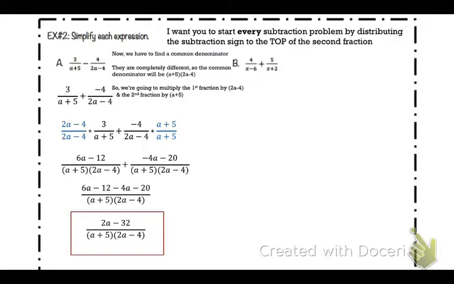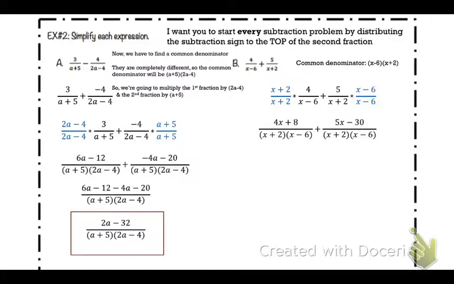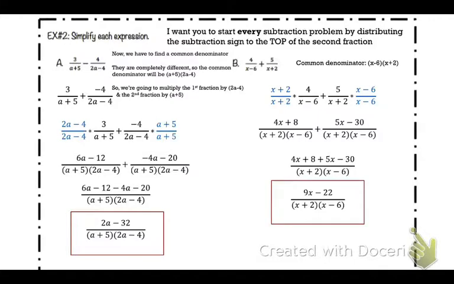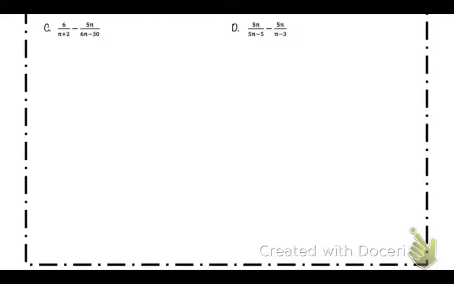Okay, let's look at B. So here the common denominator is x plus 2 and x minus 6. I said that backwards. It's x minus 6 and x plus 2. So I'm going to multiply the first fraction by x plus 2, second fraction by x minus 6. So you get 4x plus 8 over x plus 2, x minus 6, plus 5x minus 30 over x plus 2, x minus 6. Make it into one fraction, combine like terms. So 4x plus 5x is 9x. 8 minus 30 is -22, and that's all over x plus 2, x minus 6. Final answer. Okay? Let's do these last two examples.